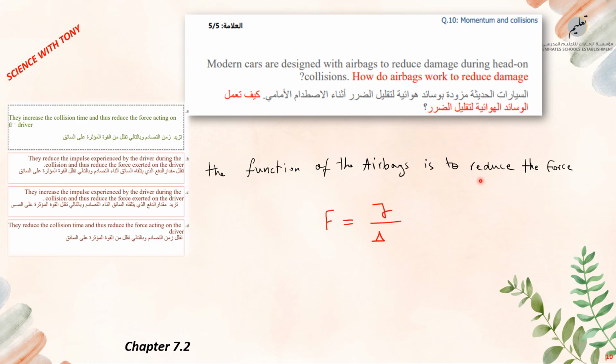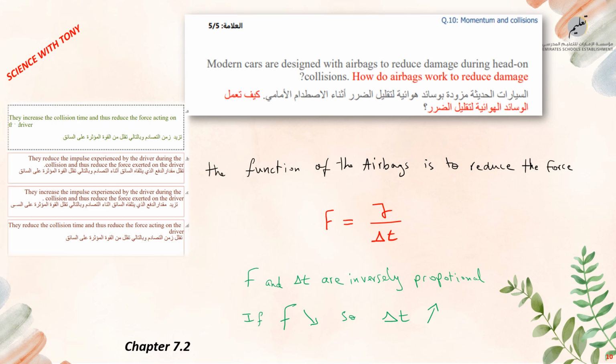There is an equation in that chapter stating that the force is equal to the impulse over delta time. Remember, in the case of an airbag, the force is supposed to be reduced. How to reduce the force? Of course, by increasing the time of collision, because F and delta t are inversely proportional. So we have to increase the collision time in order to reduce the force.